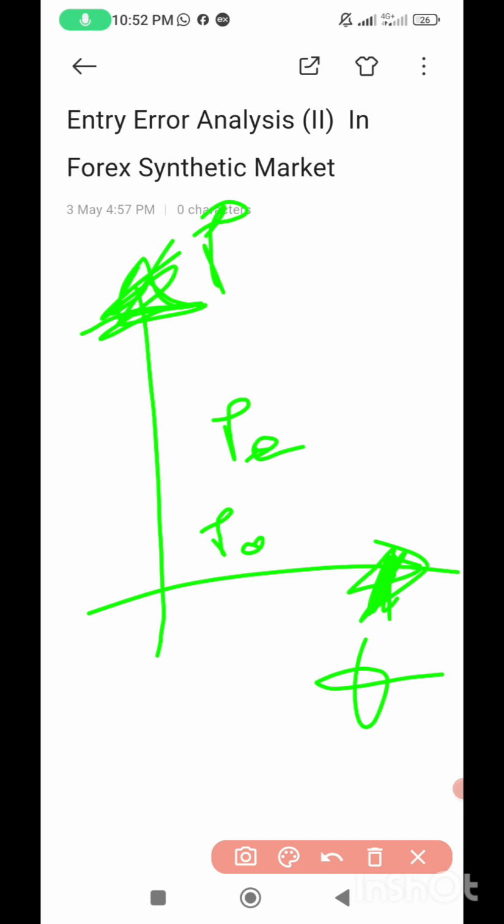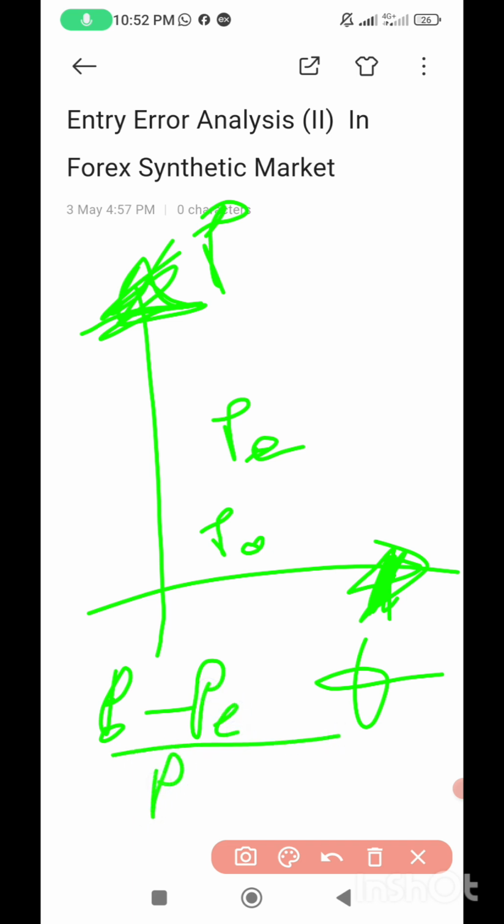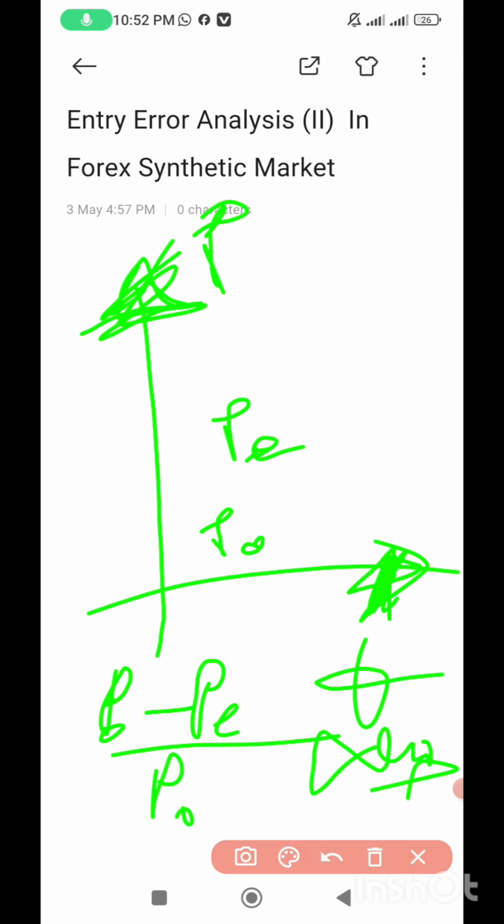Okay, so when you calculate the relative value of this, P0 minus PE divided by P0, which is the absolute price, times 100 over 1, that will give you the percentage error. This error is supposed to be zero for your entry to be error free, because it is only a zero error entry that will ensure that you hit your take profit, right?